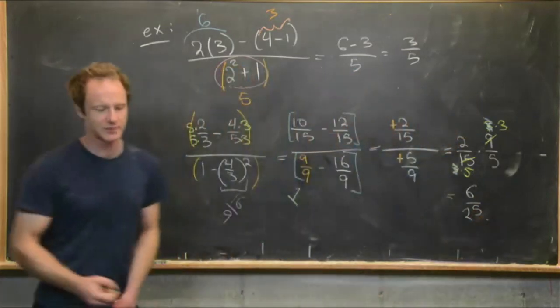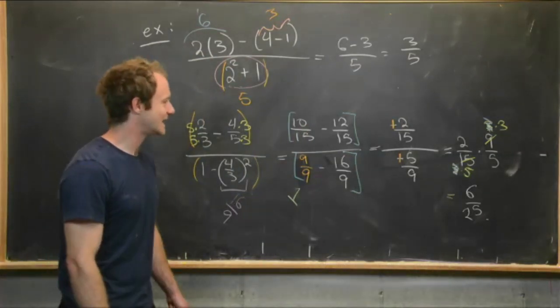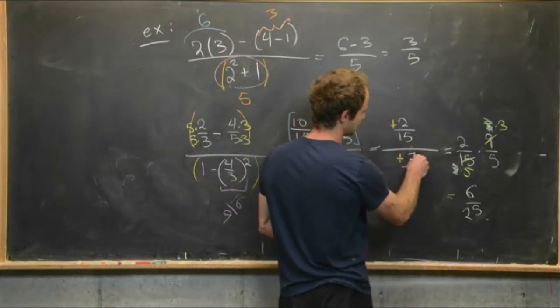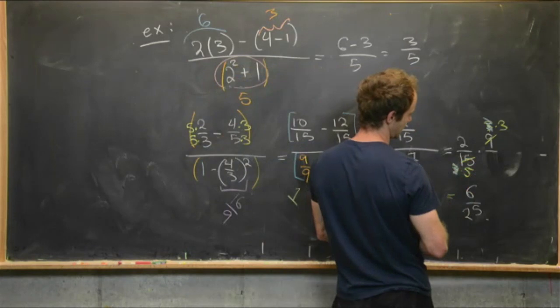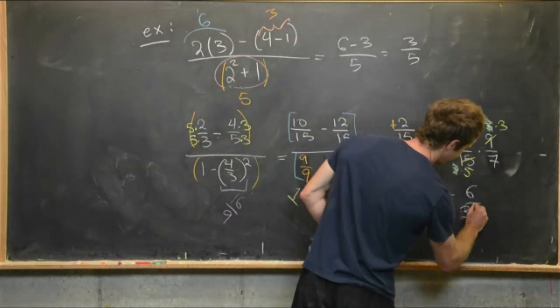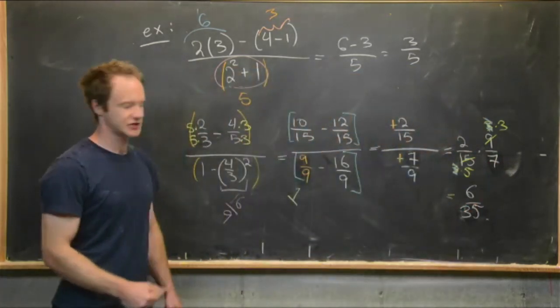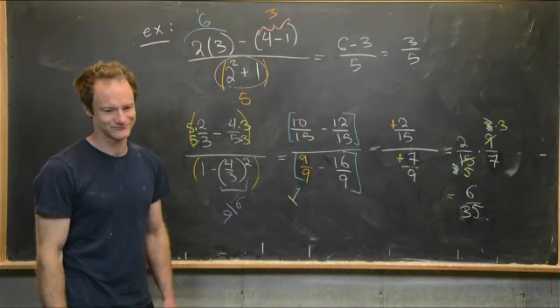And because we did that simplification ahead of time... Thank you. Yep. Yeah, so this should be 7 over 9. Let's see, what does that do? That puts a 7 right here, right? And so we'll have 35. Thank you so much. It happens, right? Sorry.